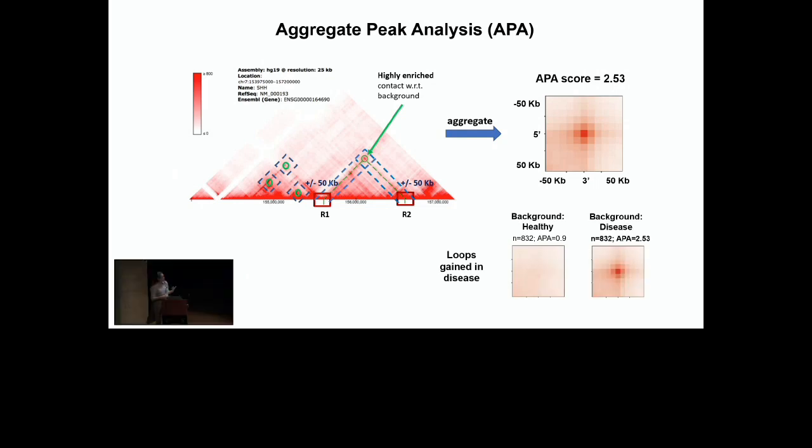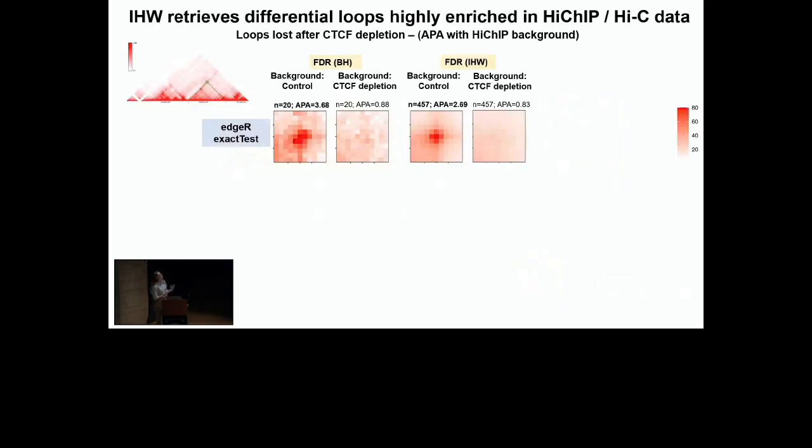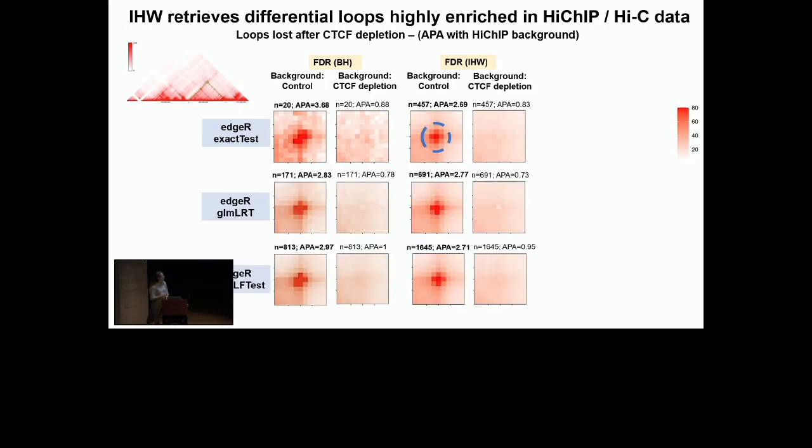This is an example. So for example, if you have loops that are gained in a disease, you'll have an enrichment in the background with the disease and not in the healthy. So we expect this pattern for our differential loops. We perform APA analysis in the loops that are lost after CTCF depletion. And we can see that with the IHW correction, we have a more local enrichment. And also we are retrieving more interactions, 400 compared to 20 in the BH model.